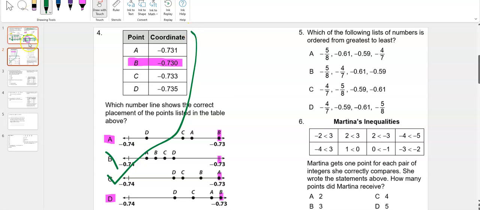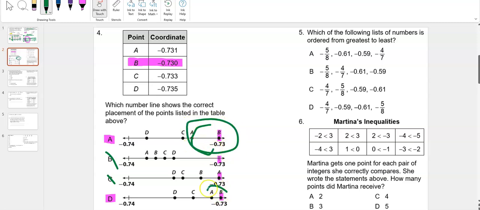Okay. The next one that we can use to compare would be something else that's pretty easy. -731, that's going to be pretty close to -7.3. So we know that A should be really close to B. So here they have A pretty far away, and here they're pretty close. Let's check another one. C is going to be pretty large here. 733, so it's going to be just next to A. Okay, they're both kind of next to A. And then D is going to be actually even closer.